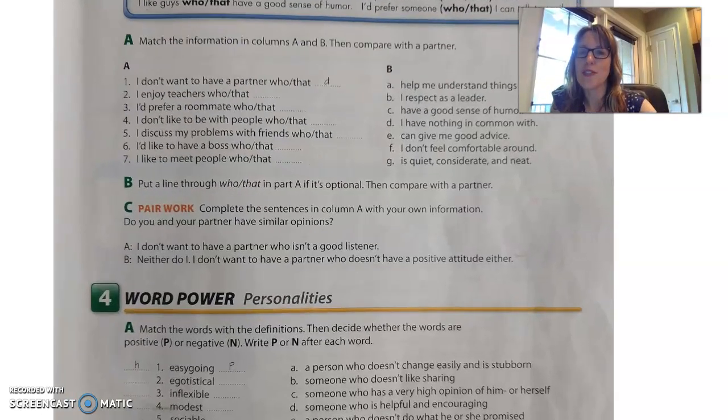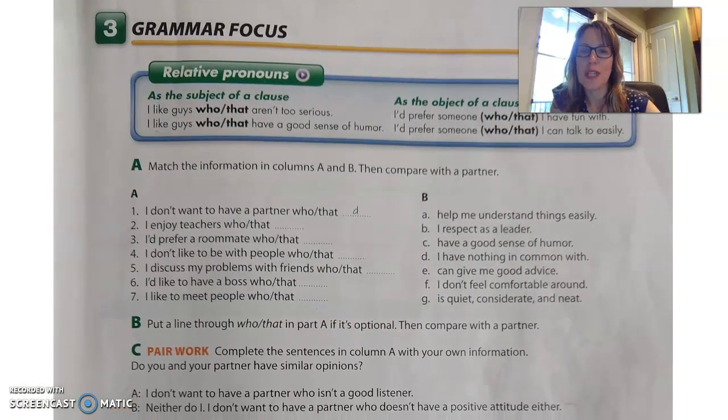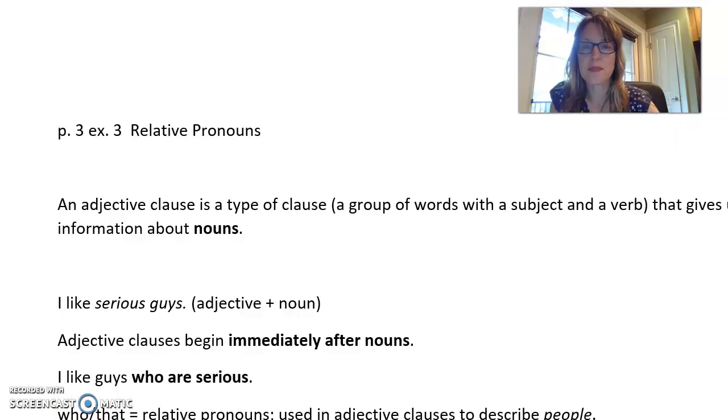This is the first lesson in your new Interchange book, page 3, exercise 3. So the title here is relative pronouns. Relative pronouns are a type of pronoun that is found in adjective clauses. So I need to tell you a little bit about adjective clauses before we can look at this page. So let me show you something.